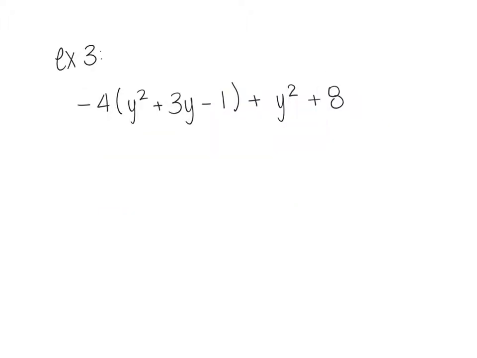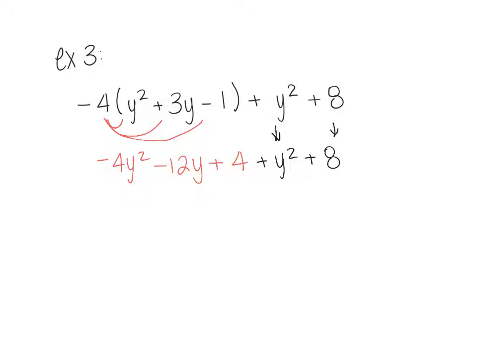Next example, same thing, simplify. I've got a negative 4 out front, so the first thing I have to do is distribute. I have negative 4y squared. Negative 4 times 3 gives me negative 12y. Negative 4 times negative 1 gives me positive 4. Now, because this second part isn't in parentheses, it's just going to fall down.